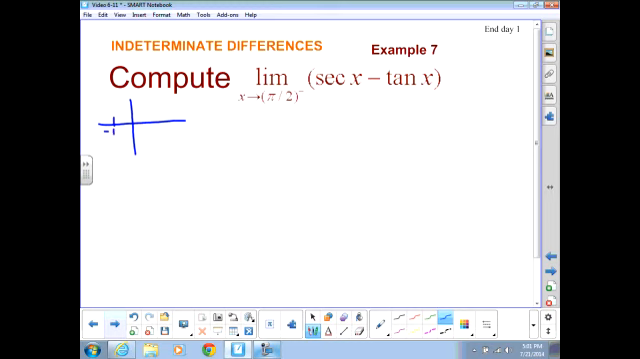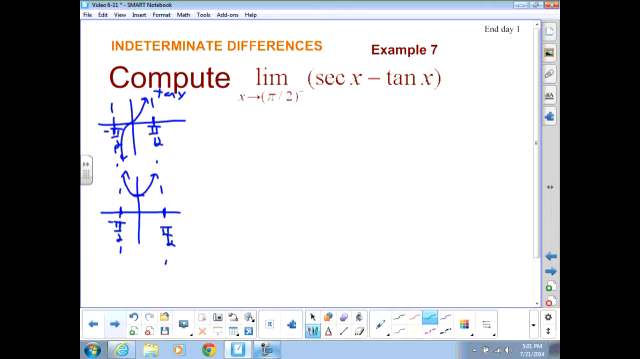We've seen that tangent has asymptotes at negative pi over 2 and pi over 2 and looks something like this. And we also saw that secant had asymptotes at the same spots, and it goes through 0, 1 and looks something like that. And the reason we need these is we want to look at pi over 2 from the left. Well, tangent of pi over 2 from the left goes towards infinity. Secant of pi over 2 from the left also goes towards infinity. So this is an infinity minus infinity case.